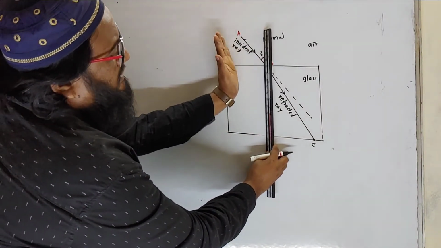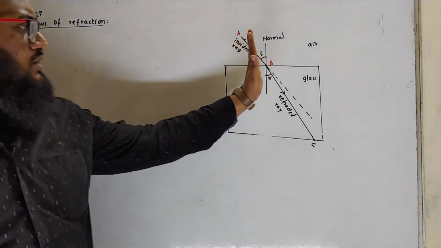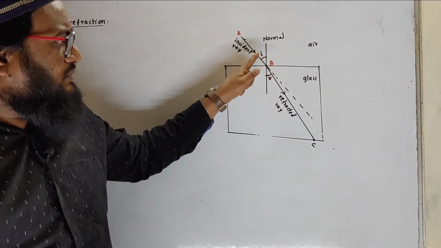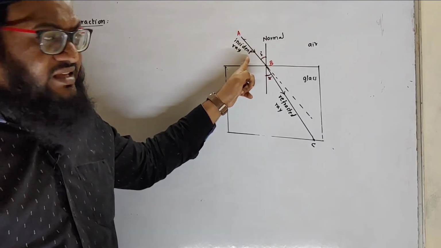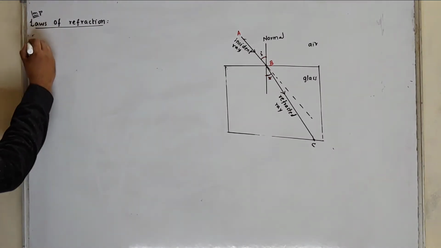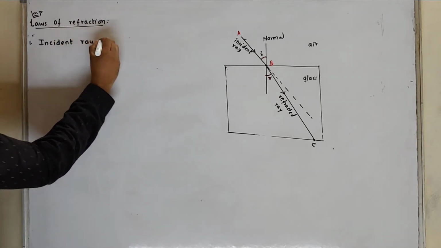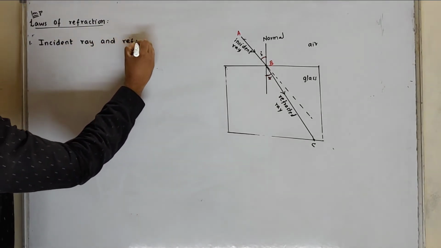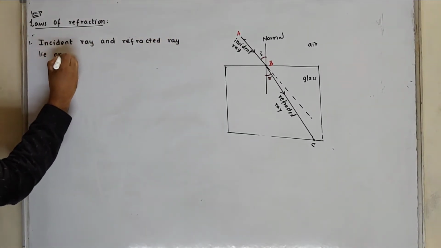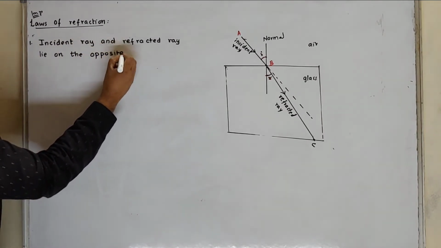On this side we can say incident ray, and on this side we can say there is the refracted ray. So what we can observe is that the incident ray and refracted ray lie on the opposite side of the normal. On the left side of the normal there is the incident ray, on the right side the refracted ray. So this is the first law: the incident ray and refracted ray lie on the opposite side of the normal.